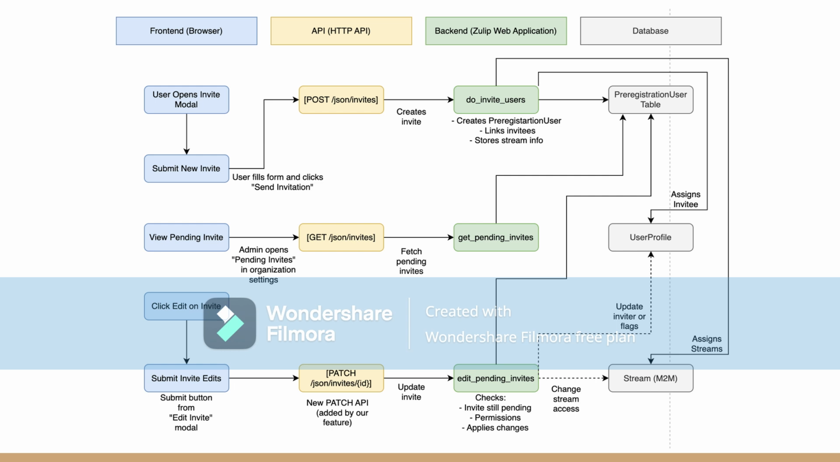People who've sent invites can view the invites that they have sent, and this is done by displaying them on a table which accesses them through a GET request that gets all of the invites that that specific user has sent. It is also possible to edit these invites through a PATCH API endpoint that we've added. The backend checks for validity and applies changes like stream access and user invites when editing them.